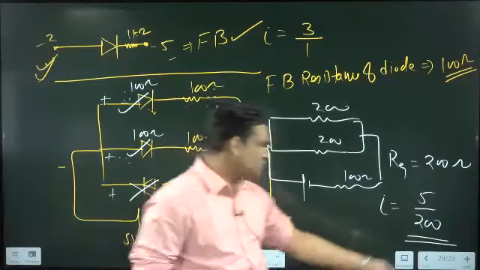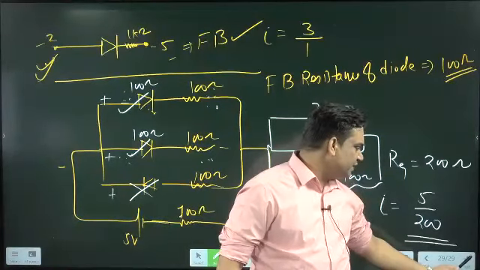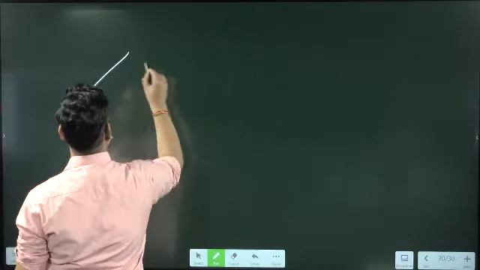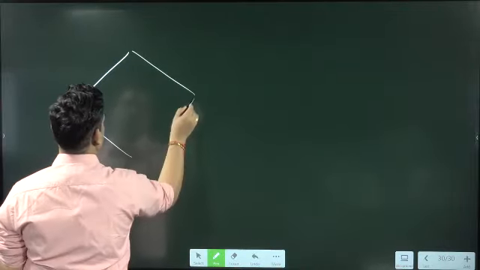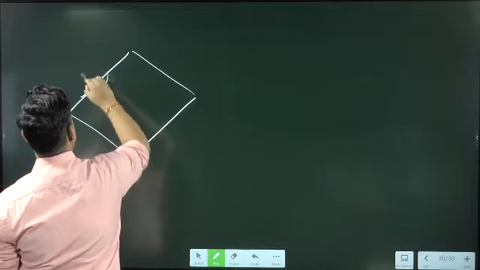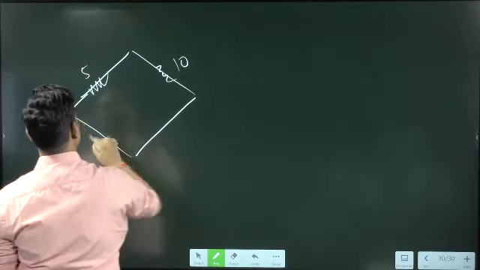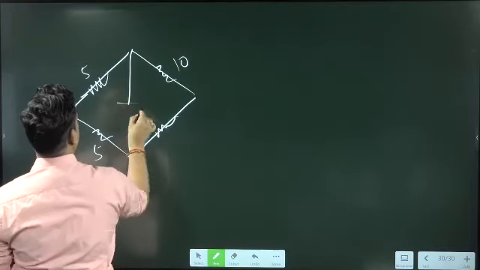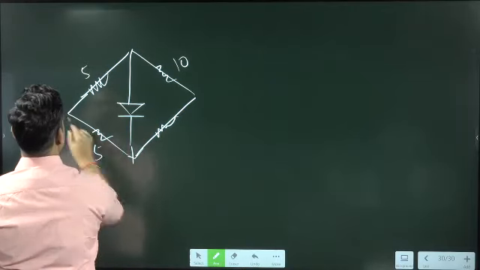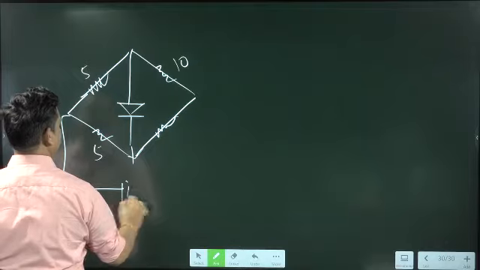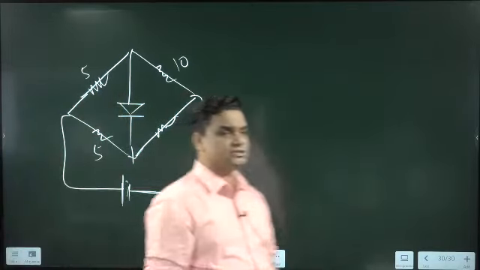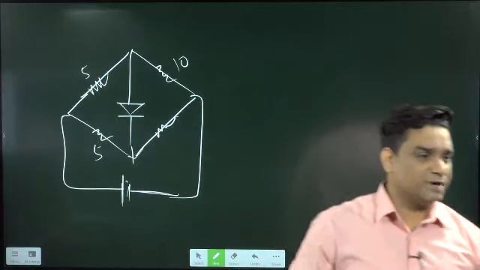Now the next question I can take here. Sometimes a Wheatstone bridge might be there. For example, if this is 5, this is 10, this is 5, this is 10, and here I have connected one diode, and this is the battery. In this one, this is a balanced Wheatstone bridge.